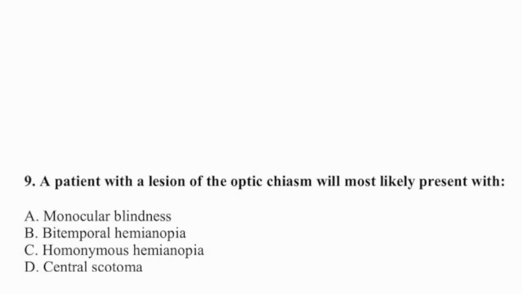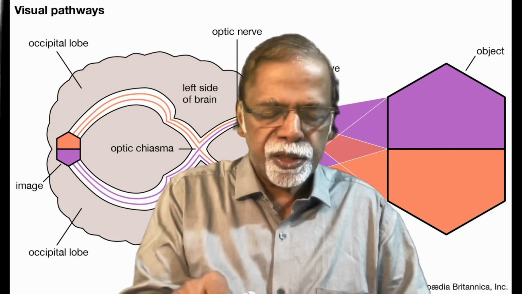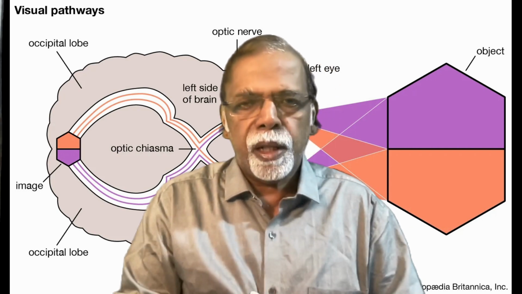A patient with a lesion of the optic chiasm will most likely present with which of the following field abnormality? Options are monocular blindness, bitemporal hemianopia, homonymous hemianopia, central scotoma. The correct answer is bitemporal hemianopia. So it is very important to remember that chiasmal lesions produce bitemporal hemianopia.